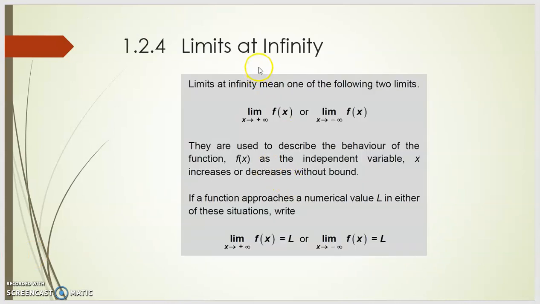Next, we look at limit at infinity. Limit at infinity means that x approaches either positive infinity or negative infinity. This means limits at infinity. Limit at infinity means one of the following two limits: one is the limit of f(x) as x approaches positive infinity, or the limit of f(x) as x approaches negative infinity.